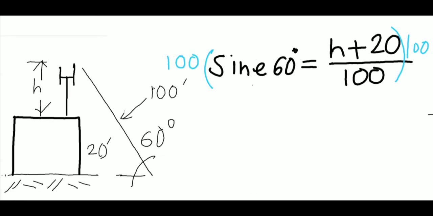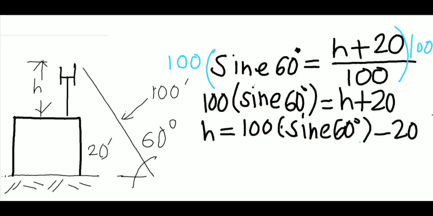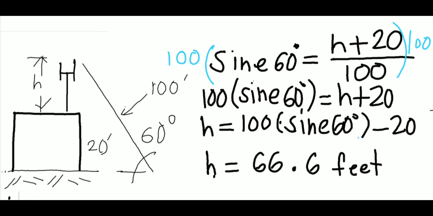To get the equation of the unknown height of the tower antenna, multiply both sides of the equation by 100 feet, then subtract 20 feet from both sides of the equation. Furthermore, the equation will be height h is equal to 100 times sine 60 degrees minus 20. Therefore, the height of the tower antenna is equal to 66.6 feet.